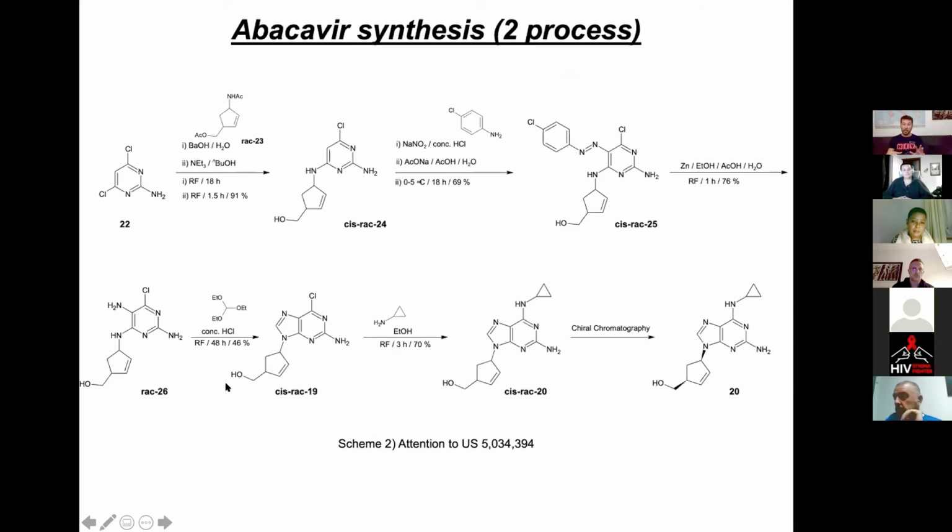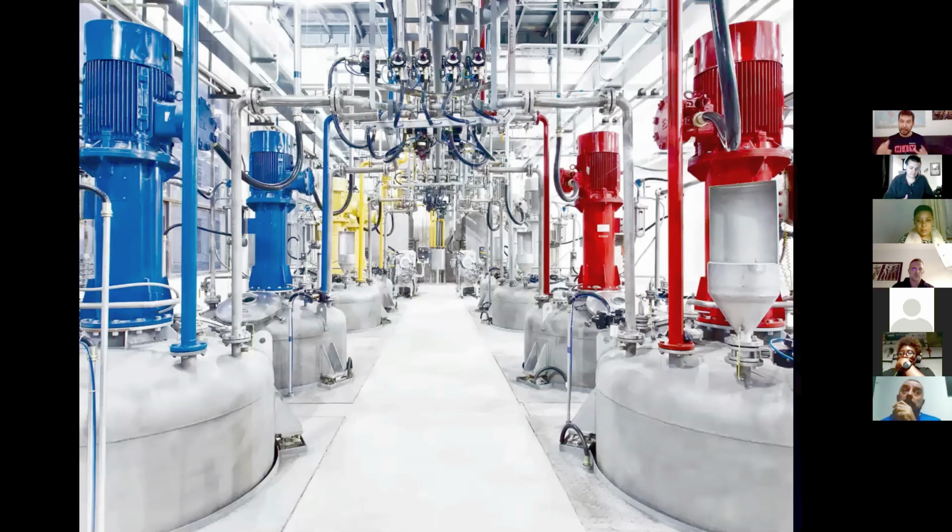So let's go again to our Abacavir synthesis. We talk about how we start with, for example, here the second compound, and we have one chemical process, a second chemical process, a third, fourth, fifth, sixth. So it means you have 6 stages until you come to your Abacavir. And these 6 stages can happen in one factory.